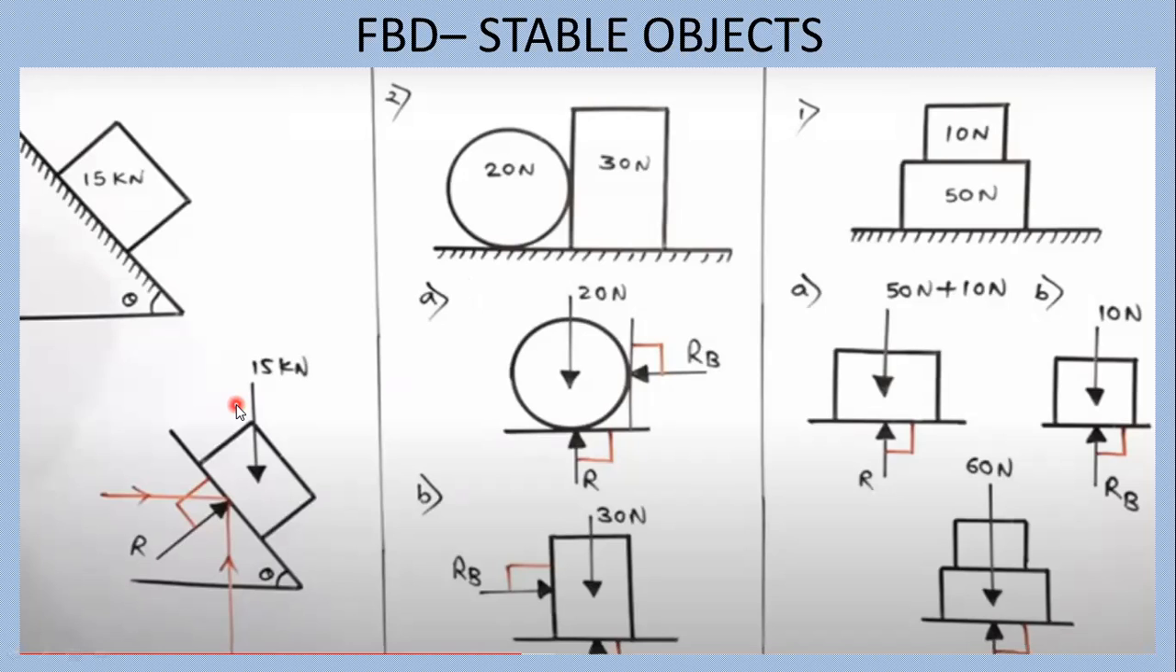This 15 kilonewton force is acting in downward direction, and the reaction R here in this first diagram, you can see this. The reaction R is always perpendicular to the surface in contact. So always try to remember this thing, that reaction is always perpendicular to the surface in contact. Okay. Now that reaction can be split into X and Y direction, that is Rx and Ry.